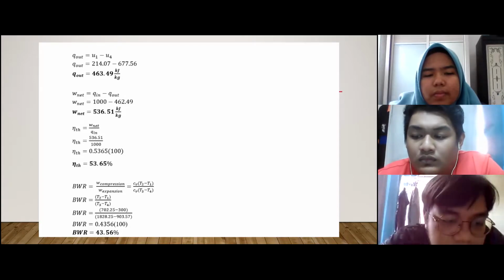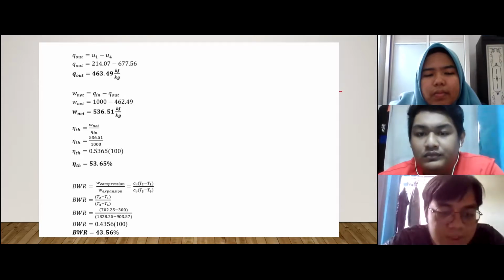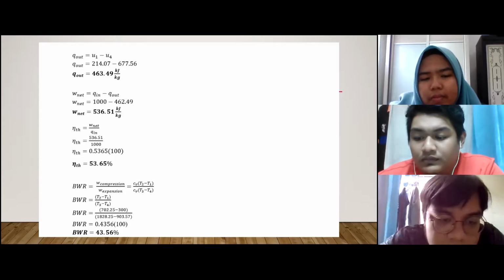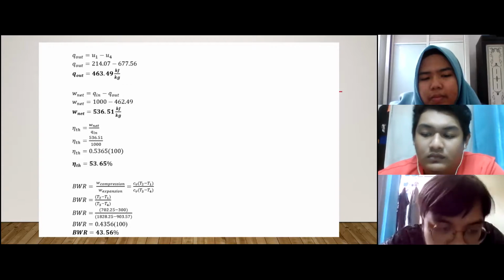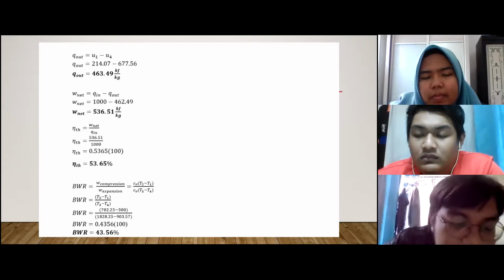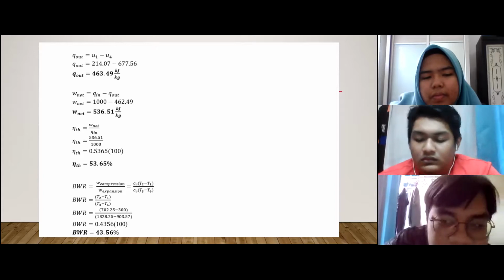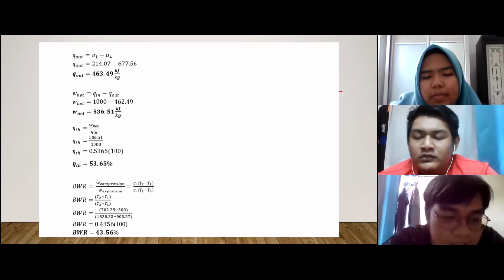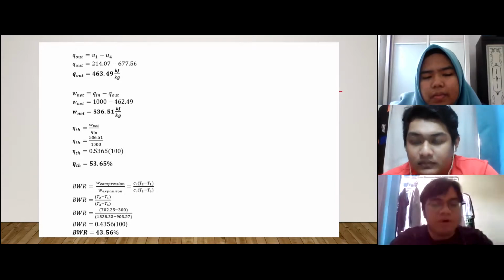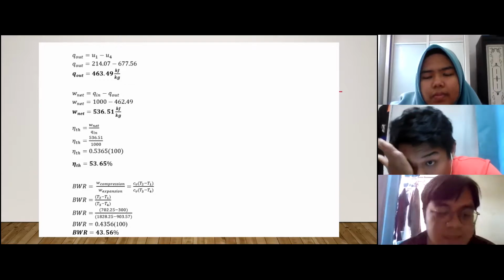For the back work ratio also, we need to calculate. So the formula for the back work ratio is W compression over W expansion equals Cv T2 minus T1 over Cv T3 minus T4. So Cv we must cancel out, and we get the formula T2 minus T1 over T3 minus T4. So we key in the value into the BWR, and we get the BWR for this air standard assumption is 43.56%.